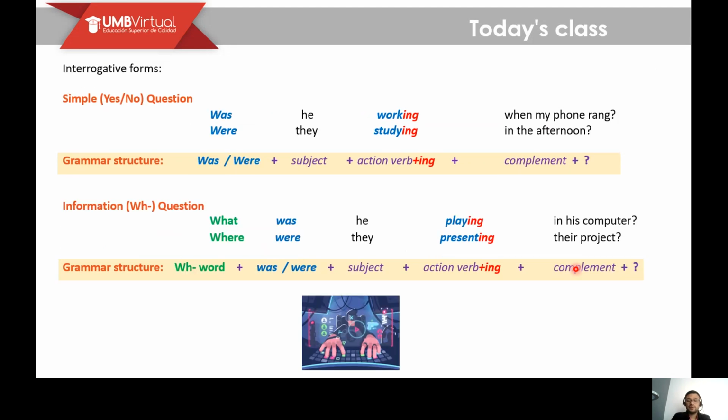For the question form, you are going to move the auxiliary, that in this case is the verb to be, to the beginning of the sentence and the rest will continue the same. Was he working when my phone rang? Were they studying in the afternoon? And once again, if you have a WH word, a WH question, you add it at the beginning.